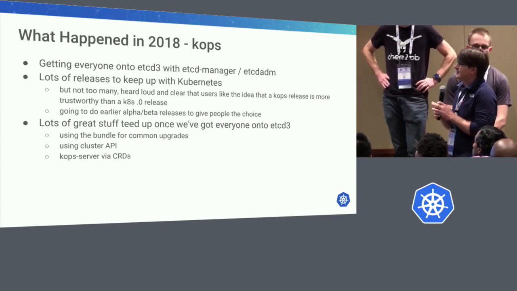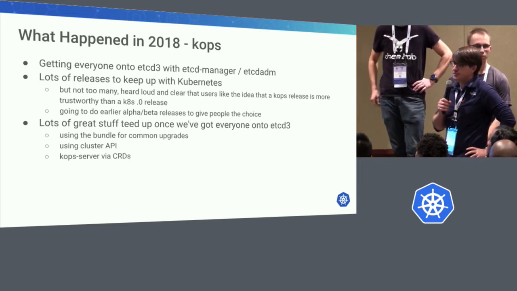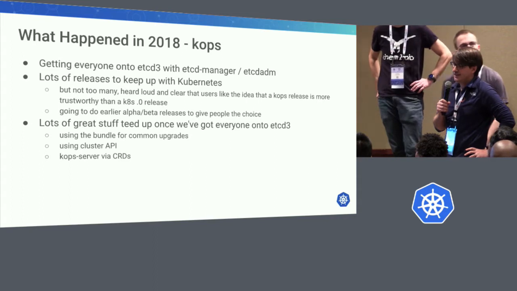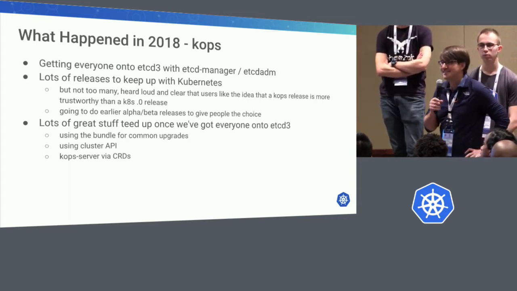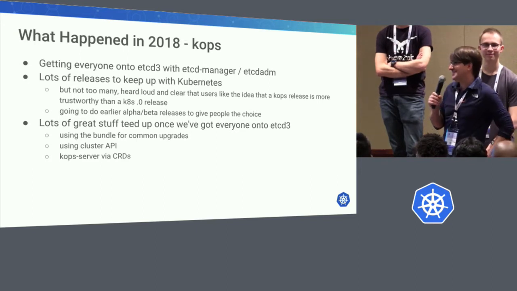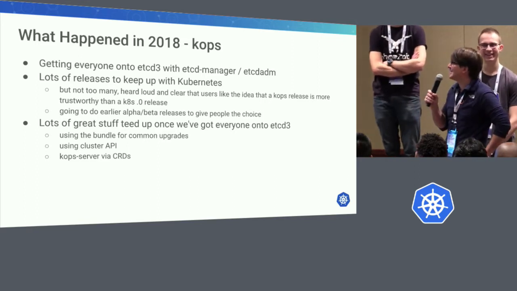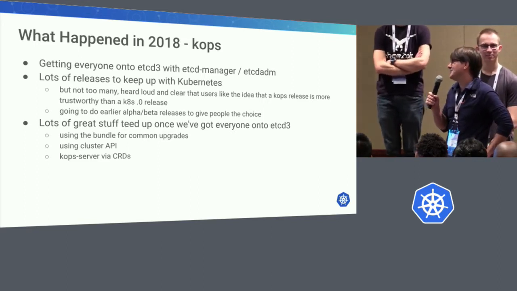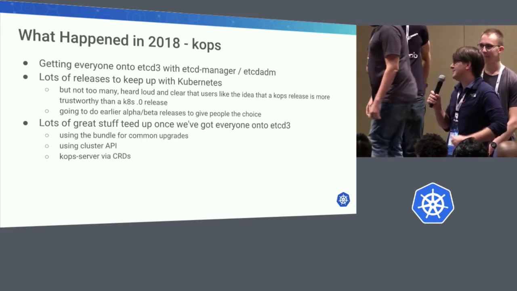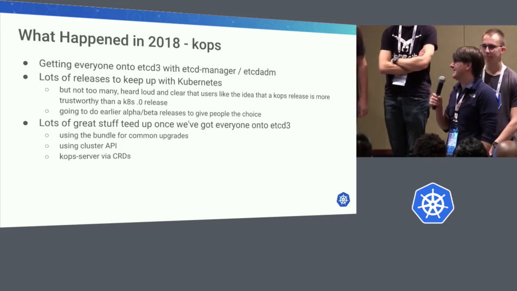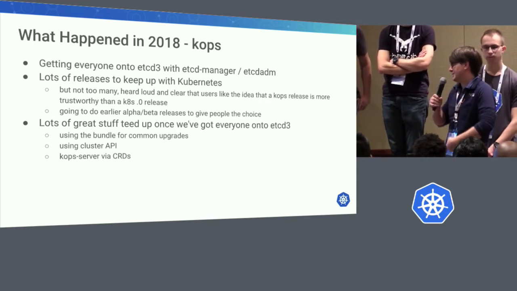In general, we have done lots and lots of releases. I think one of the interesting things we've heard from user feedback is that users like the fact that the .0 of COPS is a production suitable release, even if that means that we are 6-ish months behind. We are working on getting a little bit closer on that. And yeah, once we finally get past etcd 3, we really will start on the bundle and add-ons for common upgrades, Cluster API, and adopting CRDs as well for generally COPS.